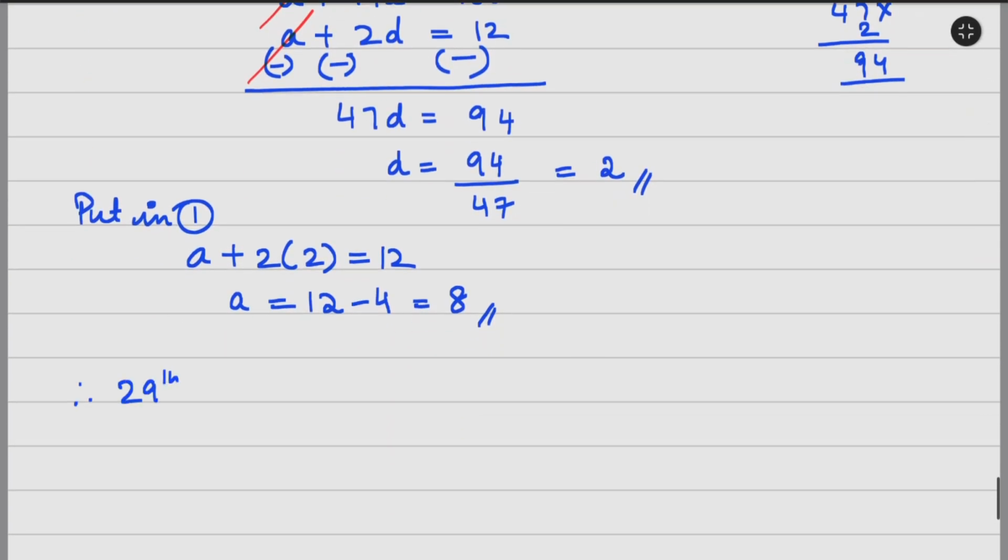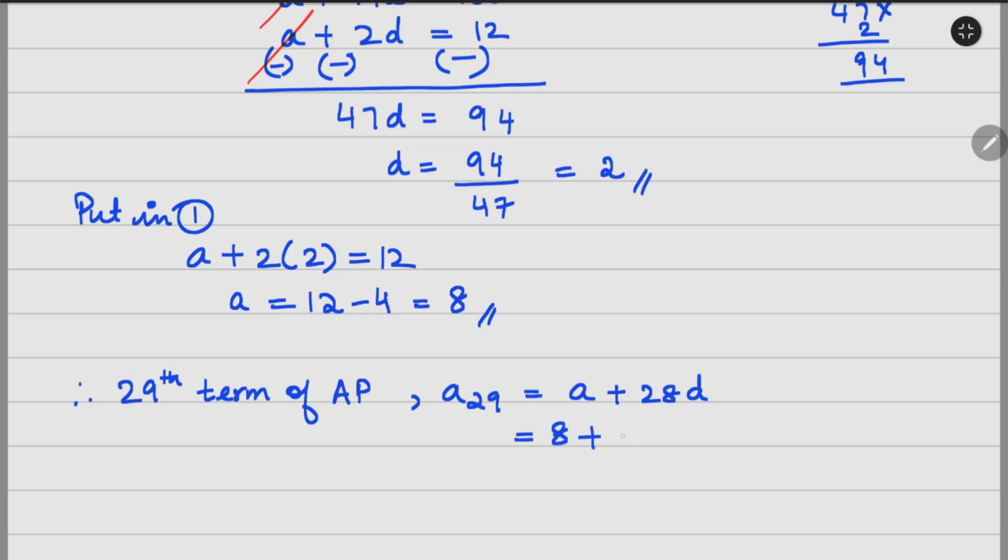Therefore, let's calculate the 29th term of the AP, which is equal to A29 is equal to A plus 28D. What is A? A is 8 plus 28 into D, D is 2. So this is 8 plus 56. What is 56 plus 8? 64. Correct? So the 29th term is 64. That's your answer. I hope you are able to understand.